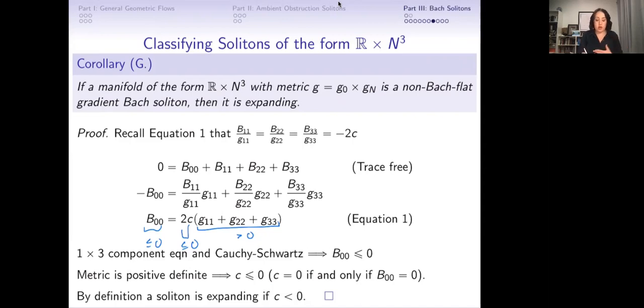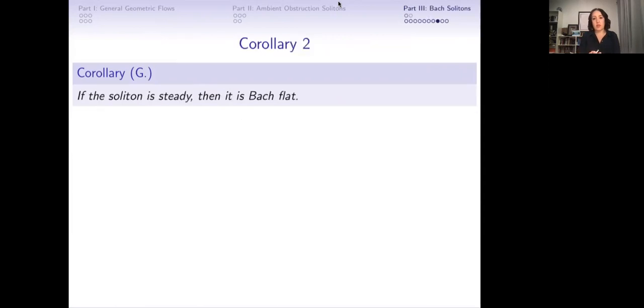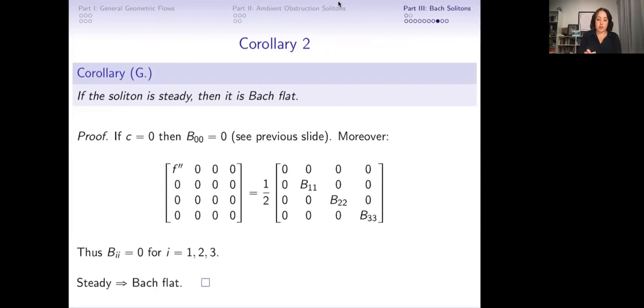And furthermore, if B00 is not 0, i.e. our metric is not Bach flat, then our soliton is expanding if C is less than 0. Okay, so we get this quick corollary. It has these kind of nice, very computational proofs. We get a second corollary that follows very quickly.